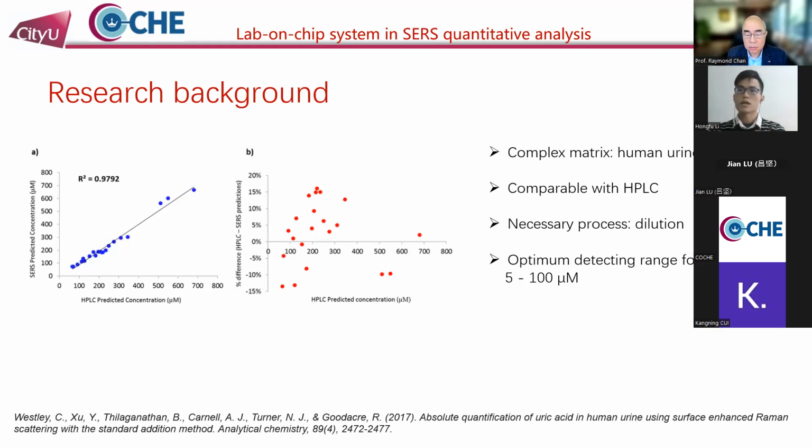The first example validates the quantification of the uric acid in human urine. It demonstrates that the SERS detection with the standard addition method can even be comparable with the high-performance liquid chromatography. The research also validates the optimum concentration range to conduct the sample detection. For samples beyond this range, a dilution process will be needed.